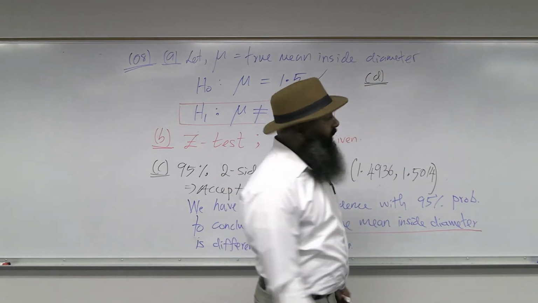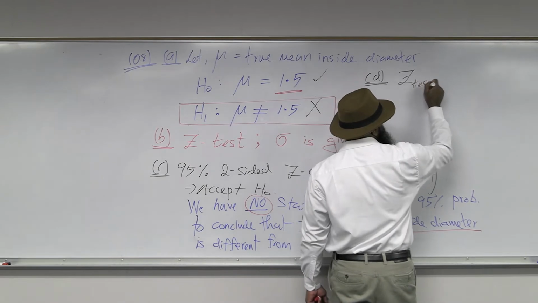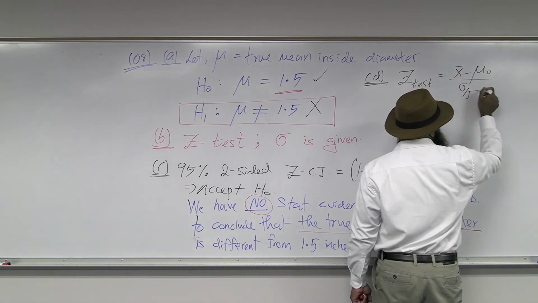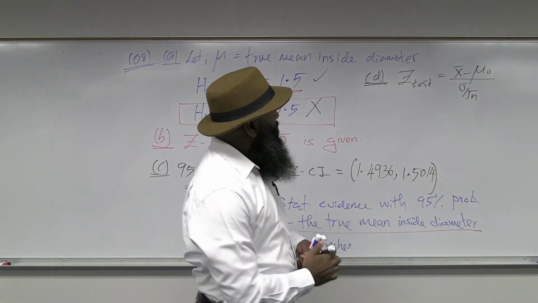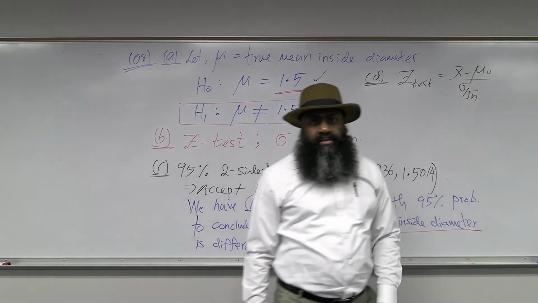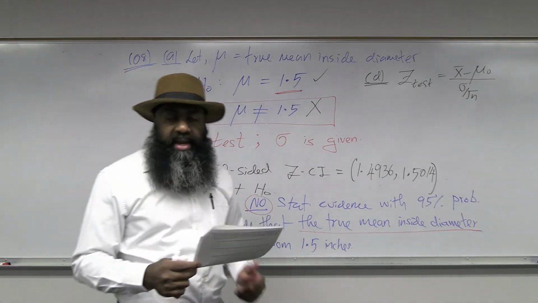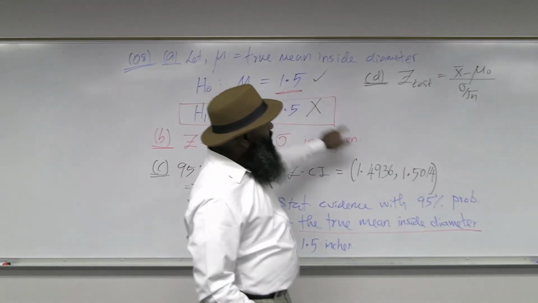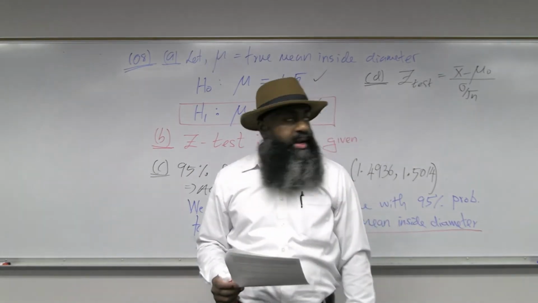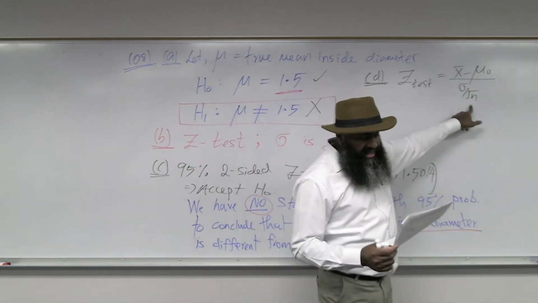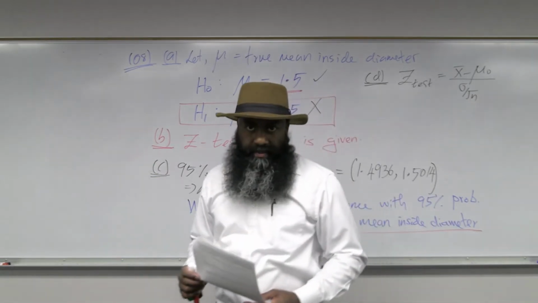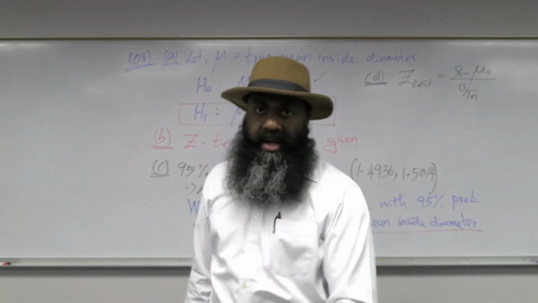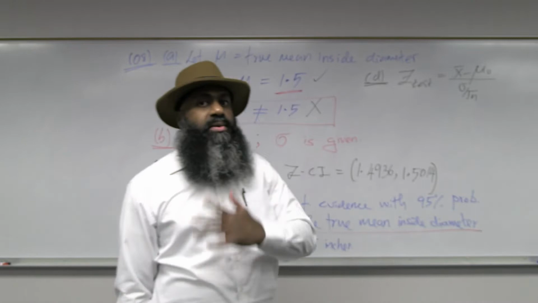The Z test statistic is given by this equation. Z test equals x bar minus mu 0 over sigma over square root n. Correct? X bar value is the sample mean given in the question, which is equal to 1.4975. Mu 0 value is 1.5. Sigma is given in the question as 0.01. And n is the sample size, which is 25. So we can use this equation if you really want to, but there's a shortcut in your calculator. Rather than just calculating all that, we can use that function.